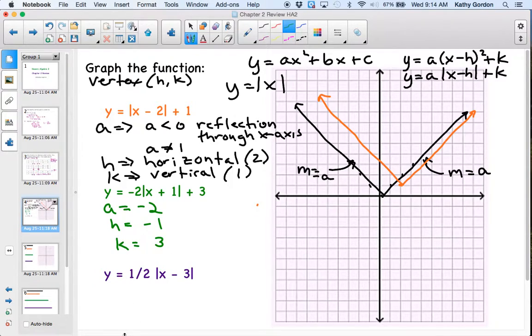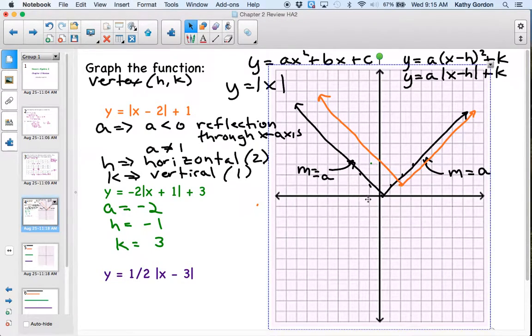Good. Paid attention. What's my K value? 3. Why is this -1 if it says +1 here? Double negatives are positive. Right. So the only way I'm going to get an x plus 1 is if it was x minus -1 and h was -1. Okay? All right, so where's the vertex? -1 comma 3. -1 comma 3.